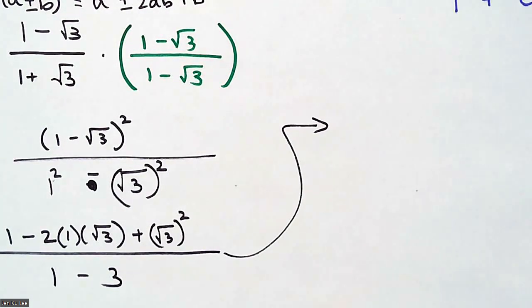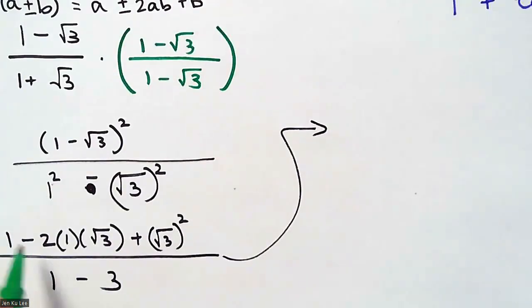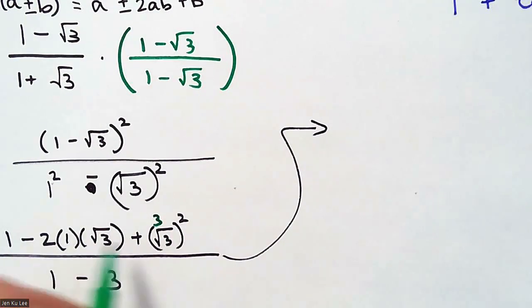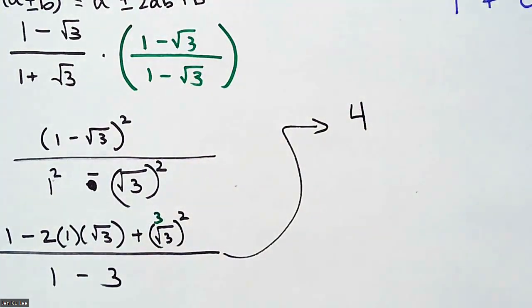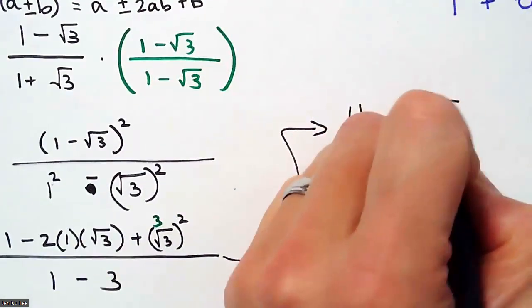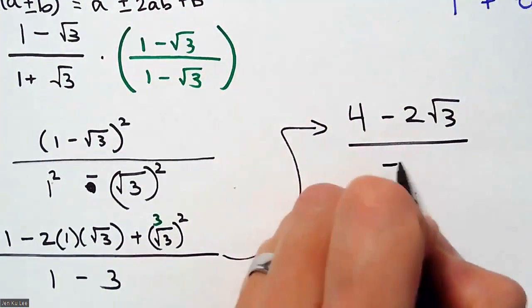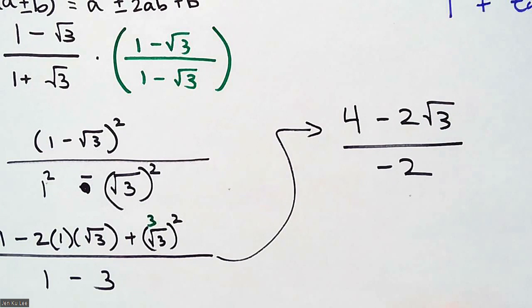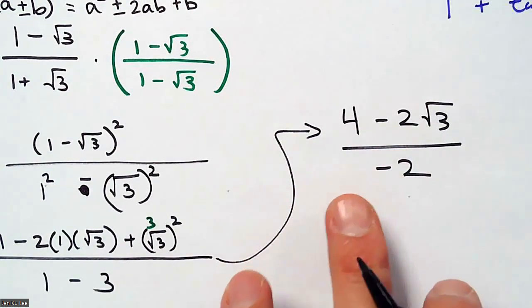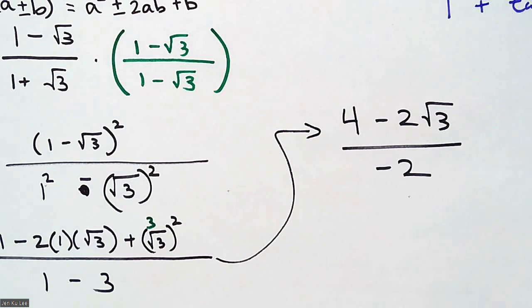So simplifying the numerator first, square root of 3 squared is 3. So it's 1 plus 3, which is 4, minus 2 square root of 3, over negative 2. Correct? Everybody with me so far? From here to here, I simplified somewhat along the way.